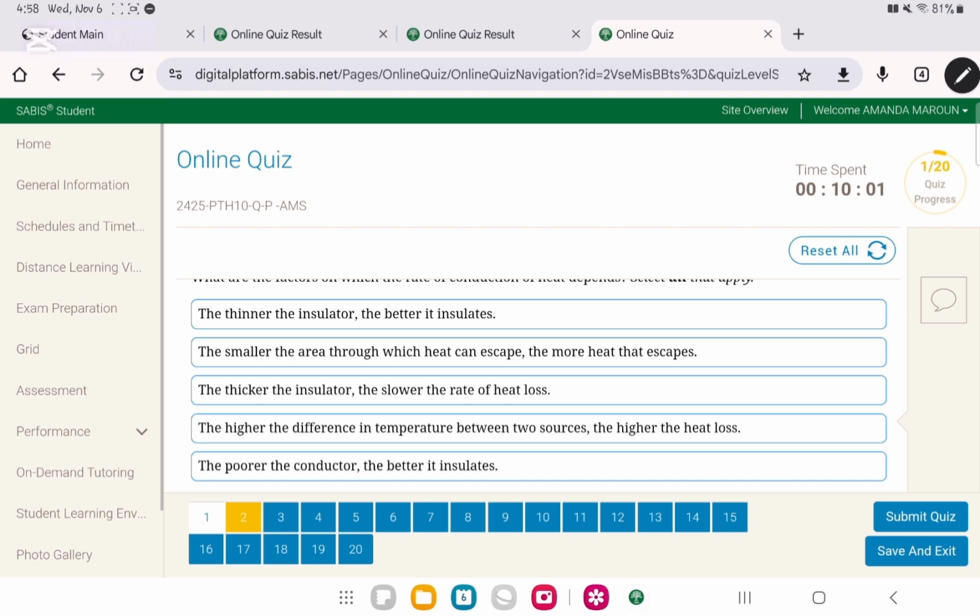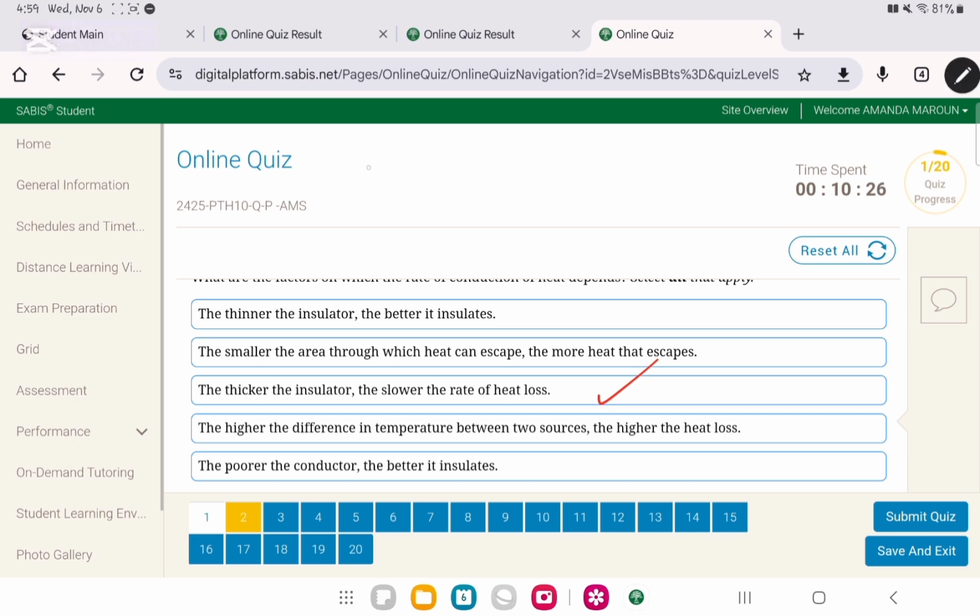Then, the thicker the insulator, the slower the rate of heat loss. This is correct, because what's the role of the insulator? The role of the insulator is to slow down the rate of heat loss. So the more we have of the insulator, definitely the slower the rate of heat loss. Now, the higher the difference in temperature between two sources, the higher the heat loss.